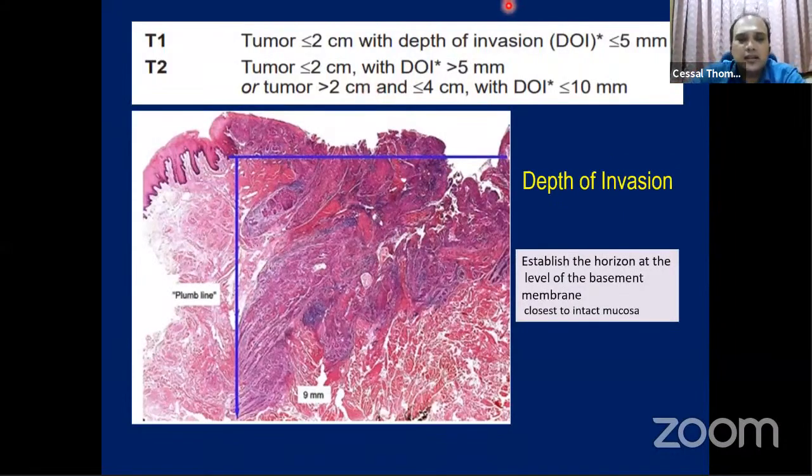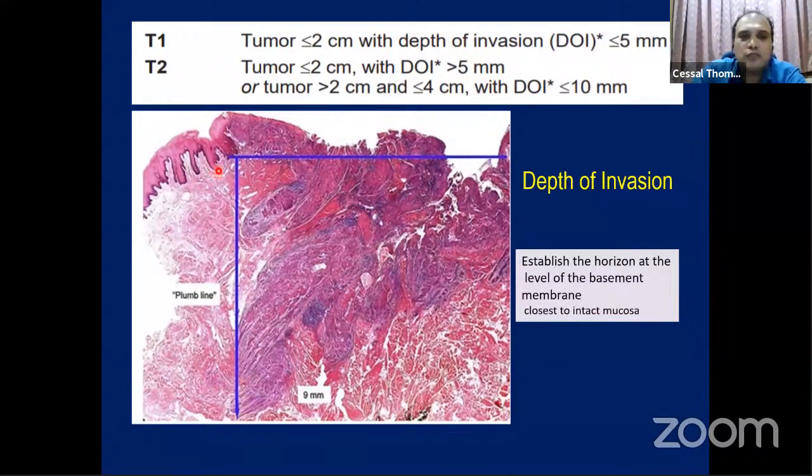And how do you consider the depth of invasion? You first make out the normal basement membrane. At the level of the normal basement membrane, you establish a horizon, and you take a vertical line from that to the area where you can see the maximum depth of infiltration. This is the plumb line, and this plumb line constitutes the depth of invasion. This is different from tumor thickness. Tumor thickness is measured from the surface, but depth of invasion is measured from the level of the normal basement membrane.